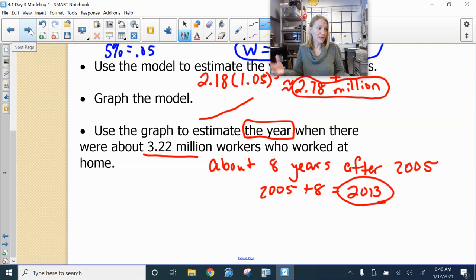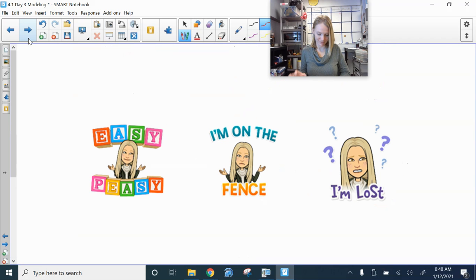Okay. So hopefully, for the most part, those models are not terrible. You're going to get some information and you just plug it into the equation. We've got one more. It's basically the same thing. How are we feeling on this? Easy peasy. Hopefully it's easy peasy. Might be on the fence. I hope I don't have anybody that's totally lost.